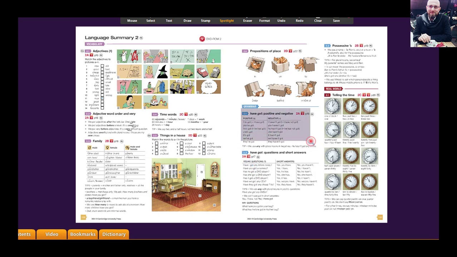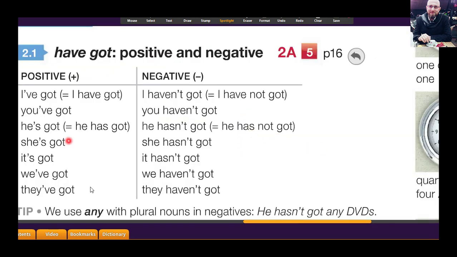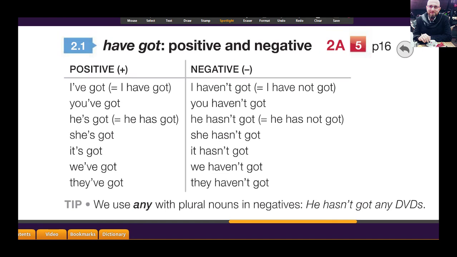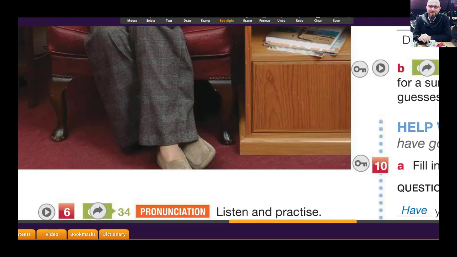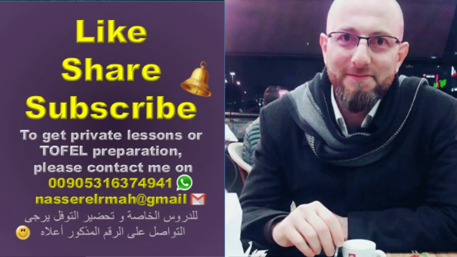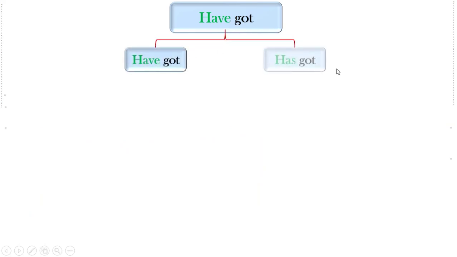Okay, and here it is. You can read this. Now let's go. Okay, and let's explain this together. Let's go to the grammar board. Okay, guys, so here we will study have got grammar. Have got and has got.